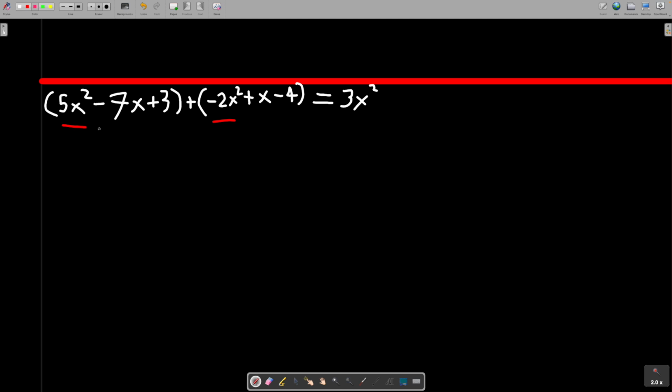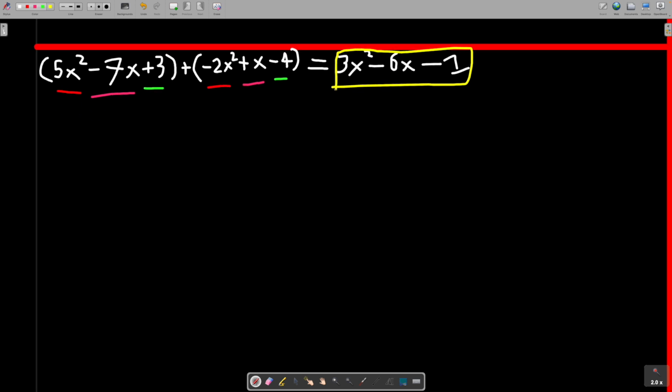We also have negative 7x and x. Negative 7 plus 1, so we're going to have negative 6x, of course. And then 3 plus negative 4 is the same as 3 minus 4. And 3 minus 4 is negative 1. So we're going to have 3x squared minus 6x minus 1. So that's the answer. Let me highlight it real quick.